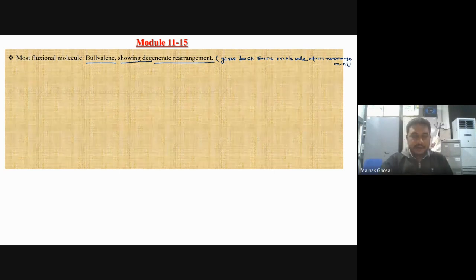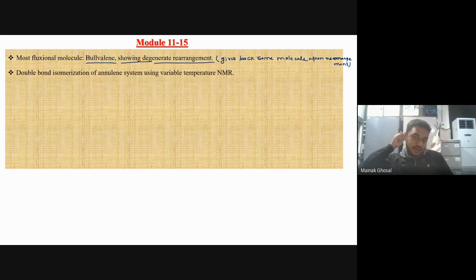Next, you can also monitor double bond isomerization of an aniline kind of system using variable temperature NMR. At room temperature, you cannot differentiate between two protons in an aniline kind of system. If you go to low temperature, that will show the different environment. So what is double bond isomerization? Double bond isomerization is nothing but the change of the position of the double bond.